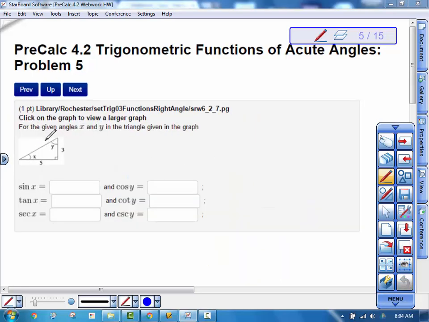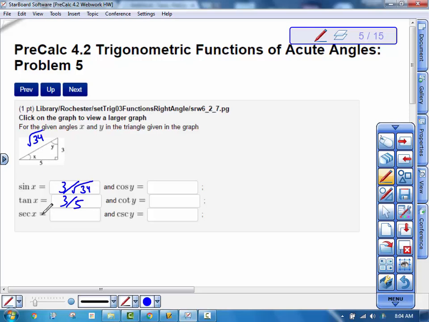The next problem gives us a right triangle. If we do the Pythagorean theorem, we get the hypotenuse here is the square root of 34. We're going to need that. We can then do the sine of x, which is opposite over hypotenuse. And then the cosine is adjacent over hypotenuse. So that'd be of what? Well, I'll do the x's first. Tangent of x is opposite over adjacent, 3 over 5.